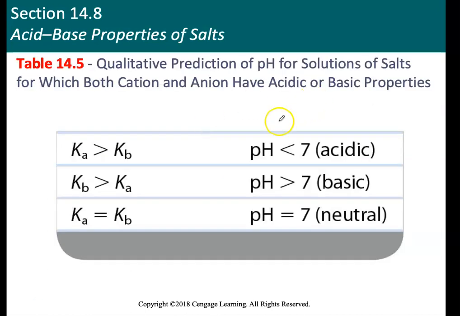So for pH less than 7, that's acidic. pH greater than 7, that's basic. pH equal to 7, neutral. So if Ka is greater than Kb, that'll be acidic. Kb is greater than Ka, that'll be basic. So we can do a very qualitative sort of judgment using the Ka values of the species that are involved.